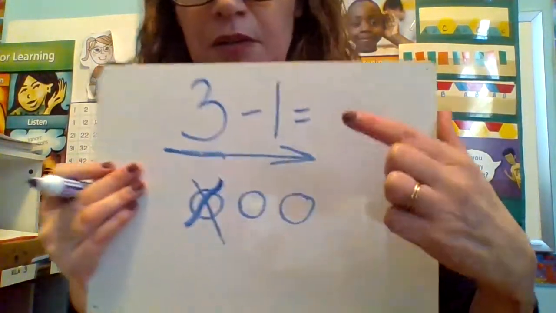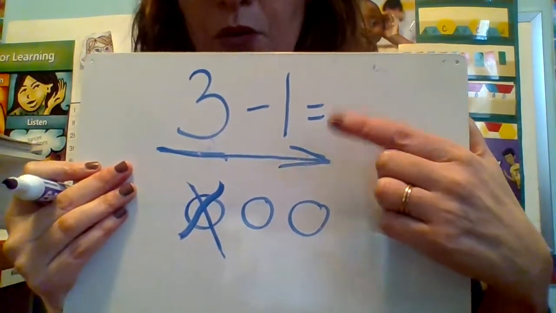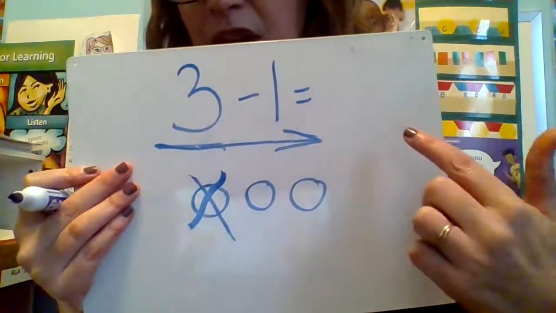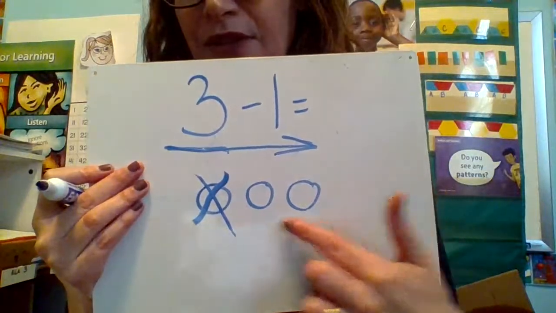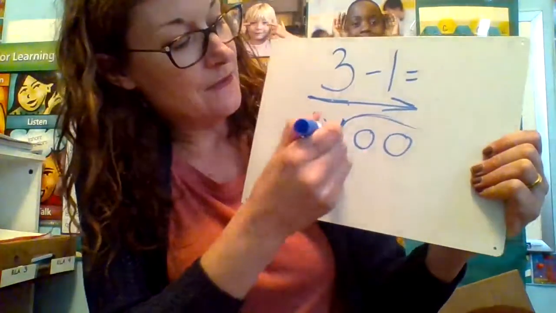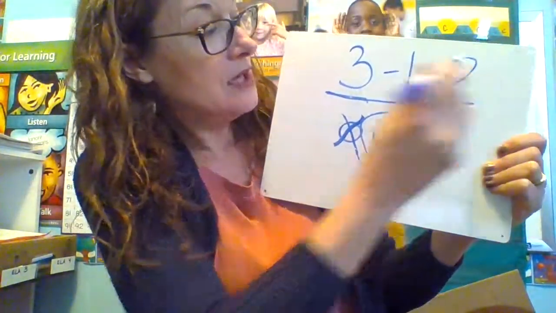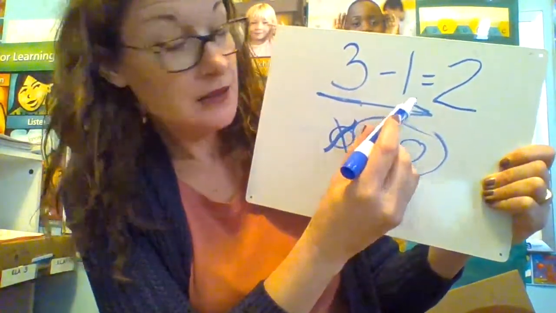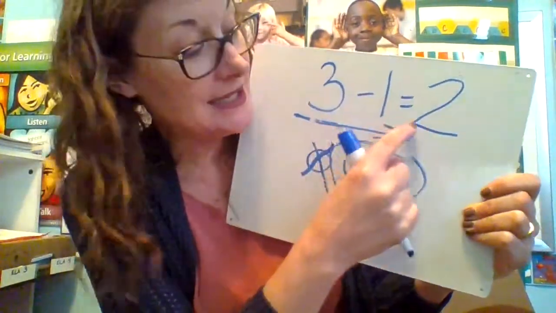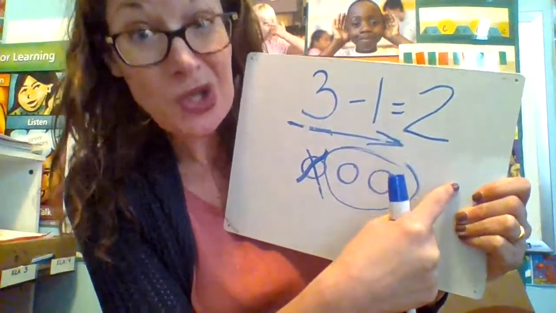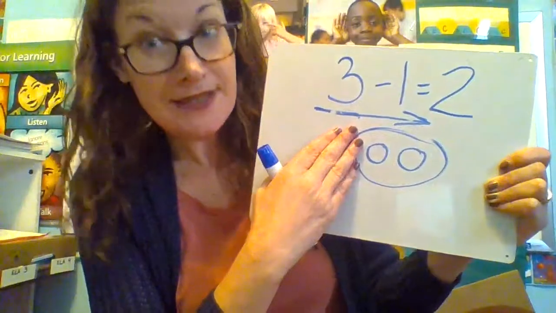Okay. Now, there's the equal sign. Now this means what is the total or what is the difference. So when we're talking about subtraction, we call the total the difference because now there's something different that happened. What is left? 2. So I'm going to put my 2 down. 3 minus 1 equals 2 because 3 minus 1 is the same as saying 2. When you have 3 and you take away 1, it's 2.